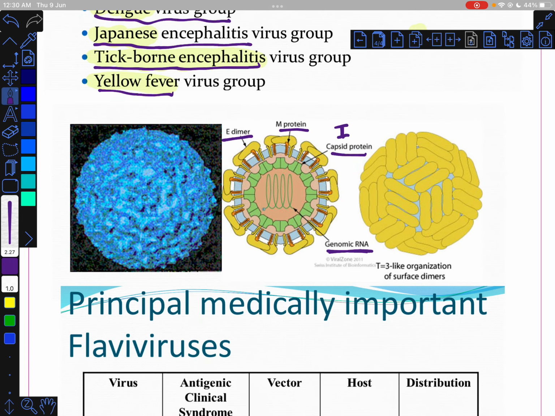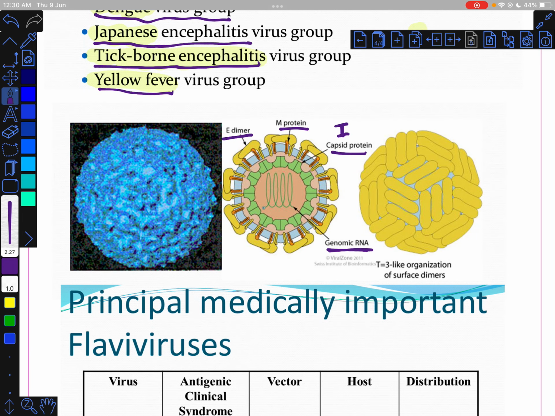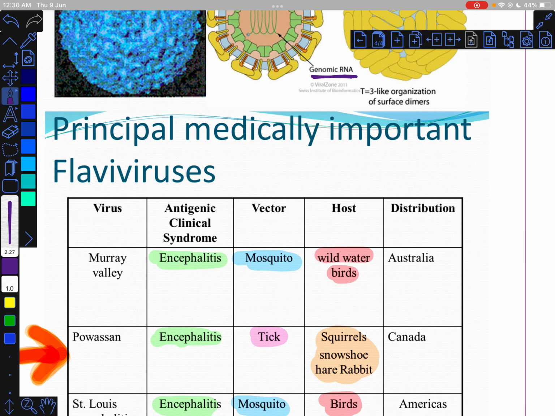M protein and E dimer we didn't represent, but it has an M protein. What we call it is a Flavivirus, because this is the Flavivirus: spicy flavoring given by mama. So by mom.